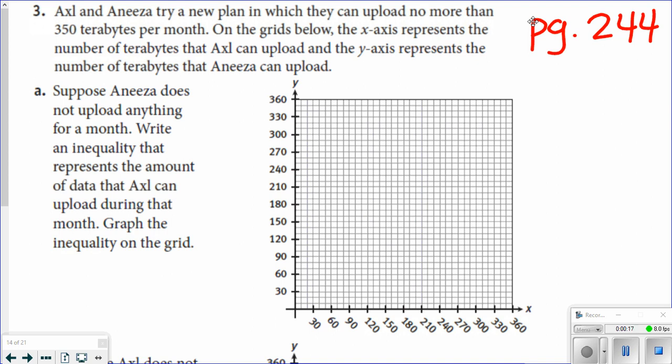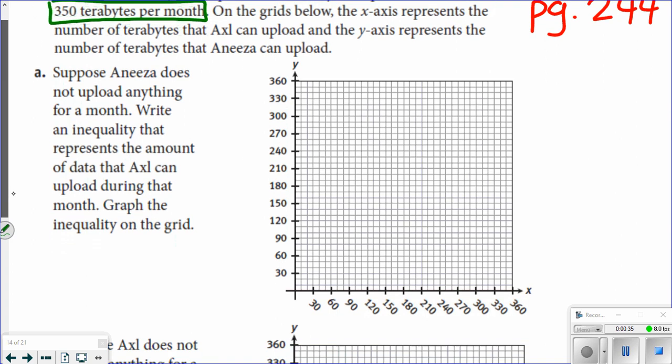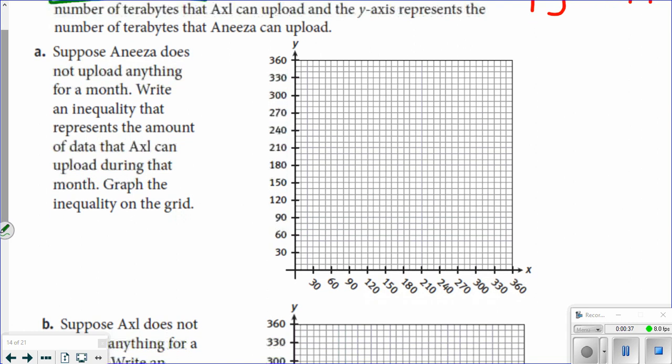So remember we were talking about Axel and Anisa that were trying a new plan in which they could upload no more than 350 terabytes per month. In 16.1 they started out with 250 and they increased it to 350. So on the grids below, they're going to remind us that X stands for Axel and Y stands for Anisa.